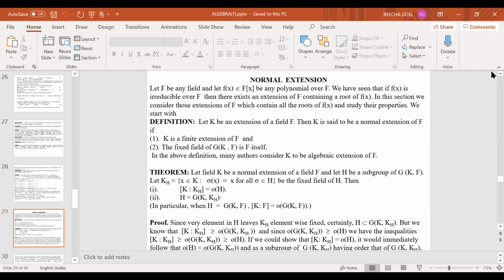Now, if you look up different books, many times, because we know every finite extension is an algebraic extension, which we have already proved, many authors just replace this finite extension by algebraic extension. That is the more general version. But as far as Herstein is concerned, he considers only finite extensions. So K is a finite extension of F, and the fixed field of G(K,F) is nothing but F itself. Then in that case, K is said to be a normal extension of F.